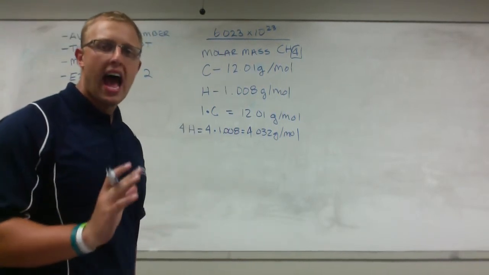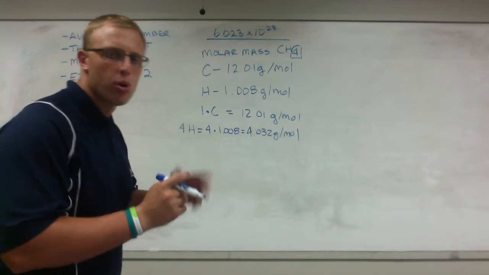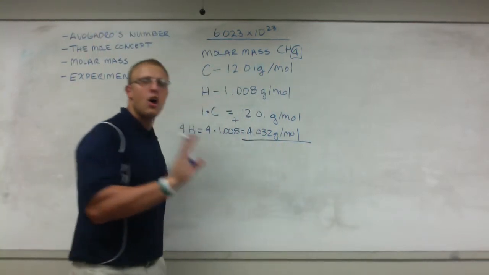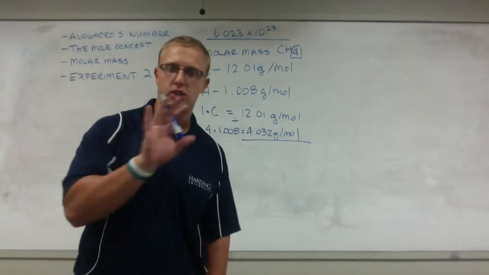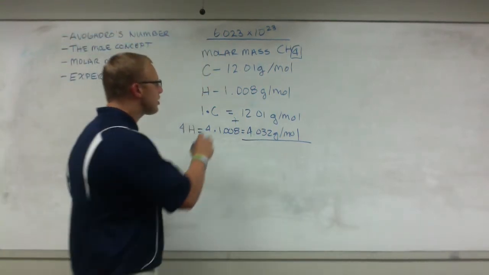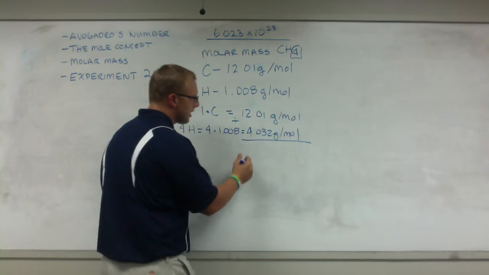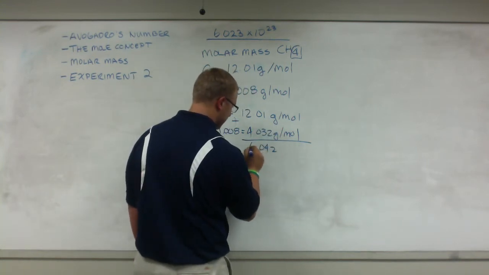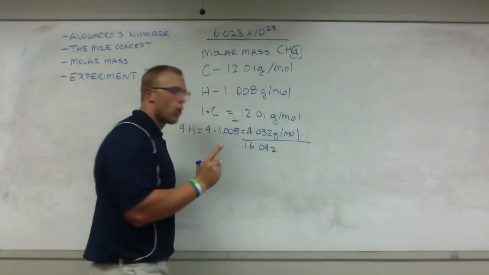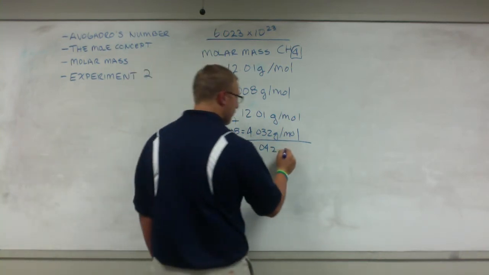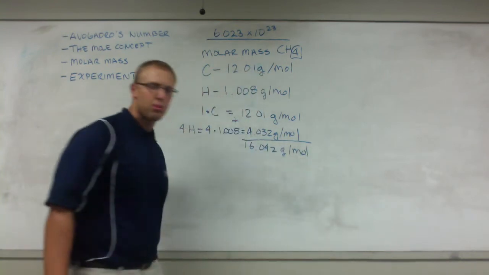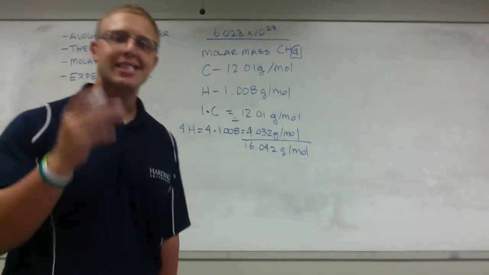So now we have our numbers. We have our 2 molar masses. Well, now it's really simple. We just add, because we said molar mass is an additive quantity, so we can add it. So now we just add these two. So this is 16.042. So the molar mass of methane is 16.042 grams per mole. Well, what does this mean?